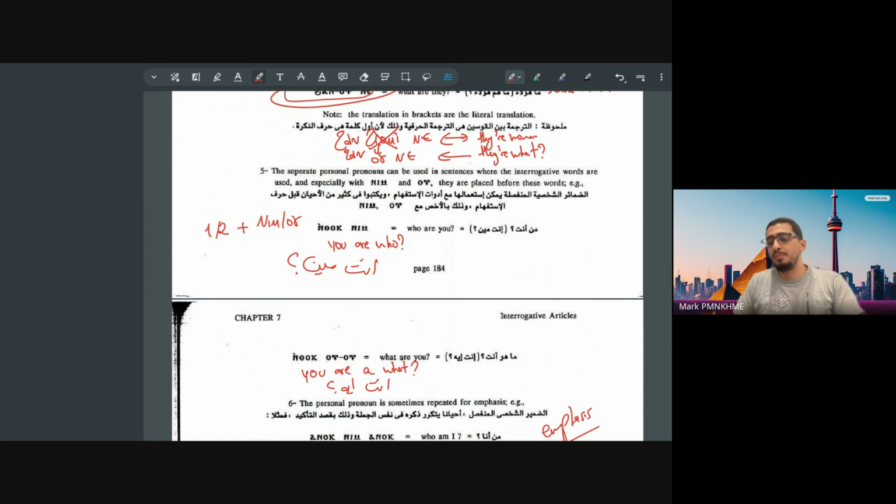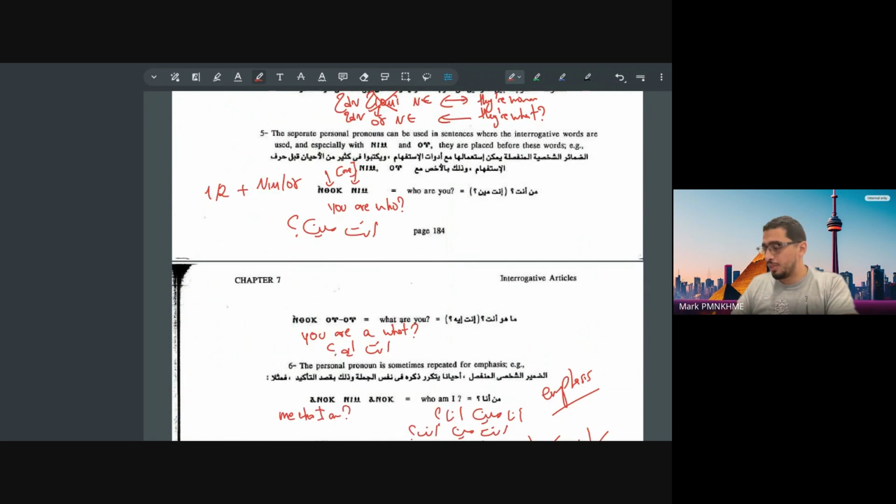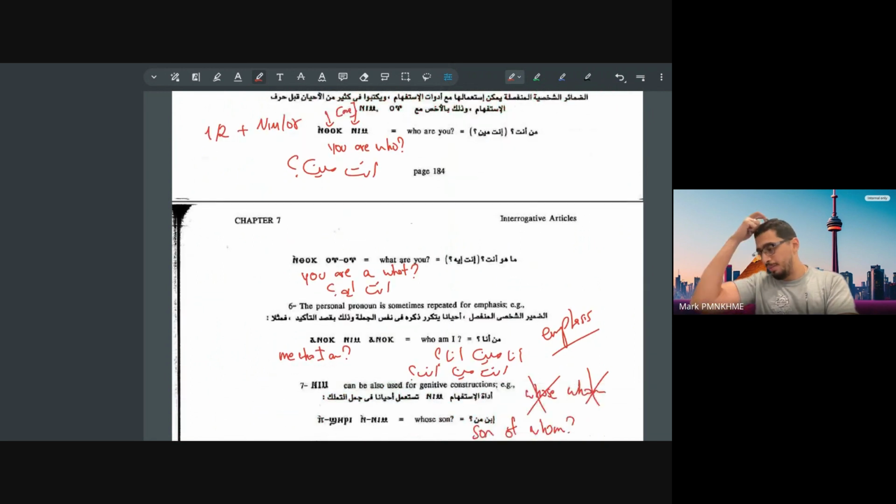So Enthok nim. Let's say Enthok who. So who, and then you remember there's no verb to be. So who are you would be like, you are who. You don't change things around. So you are who, there's no are, so it's you who. Sounds fun. Anthoknim, still maintained in Egyptian, actually in spoken Egyptian, rather than in Arabic.